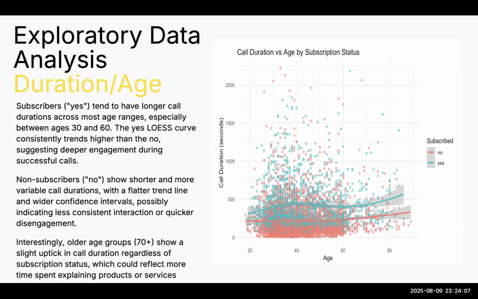But it's interesting to note that those between the ages of 70 to about 90, in both groups of yes and no, have a larger confidence interval based on the lowest score. So it shows that regardless of whether they are going to subscribe or not, they spend more time listening to calls when we make calls to them.